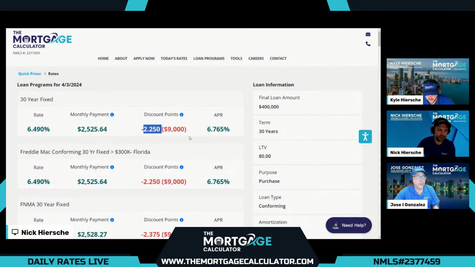And about the same as it was yesterday. Should see some movement today, though. 6.49 rate, 2.25 discount points and costs. Put the final APR at 6.756. So good option for our customers using conventional here. And hopefully we see these rates continue to adjust with the markets.